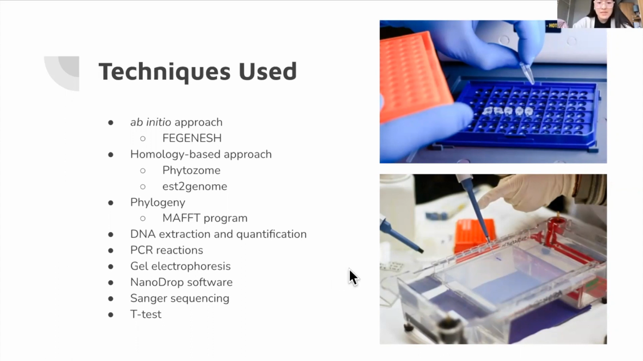To examine the genotypic and phenotypic effects of a given mutation on our gene, we used a variety of research techniques, including but not limited to DNA extraction and quantification, PCR reactions, gel electrophoresis, NanoDrop, Sanger sequencing, and t-tests.